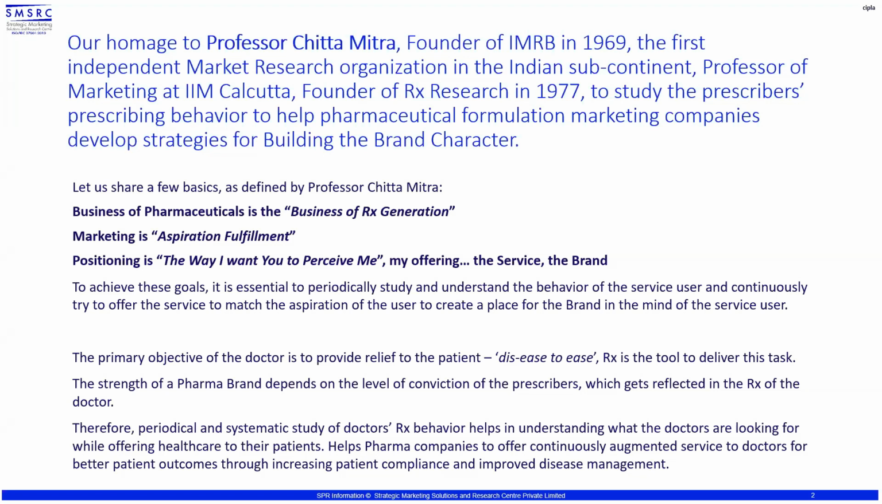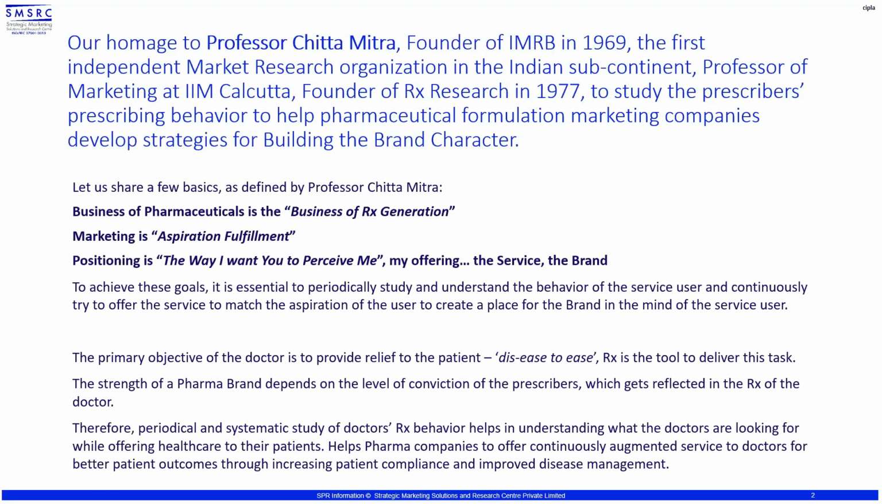To achieve these goals, it is essential to periodically study and understand the behavior of the service user and continuously try to offer the service to match the aspirations of the user to create a place for the brand in the mind of the service user. So the brand doesn't reside anywhere other than the mind of the user. So that's the space that we need to create effectively in the mind of the service user.